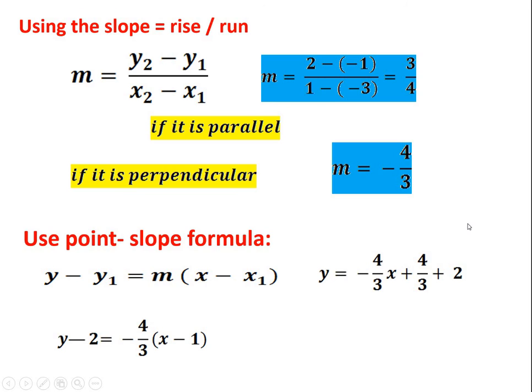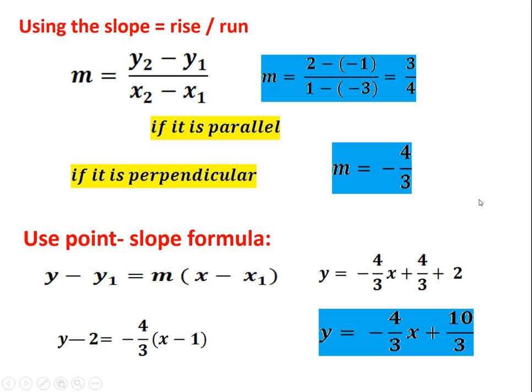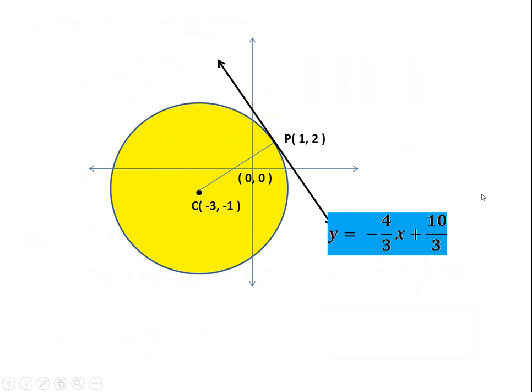And then simplify. We need to transpose negative 2 to the right side. So it is negative 4/3 x plus 4/3 plus 2, by multiplying negative 4/3 with x minus 1. Then transpose negative 2 to the right, and simplify further. We have the equation of the line, which is y equals negative 4/3 x plus 10/3.